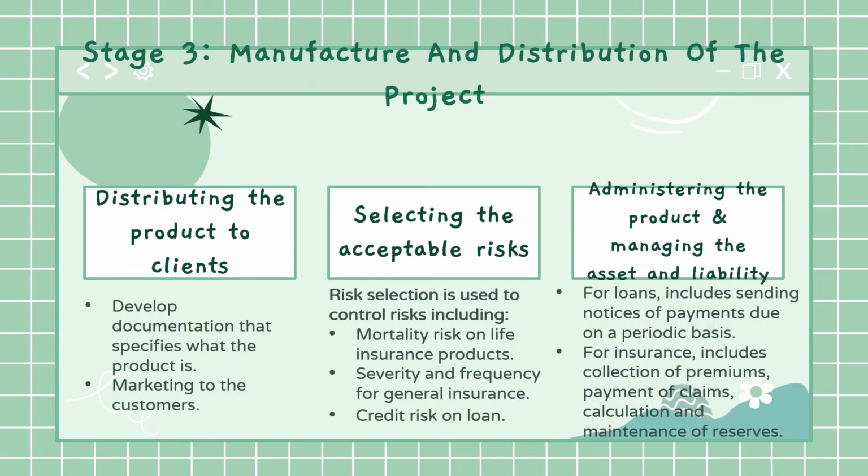Next, stage 3, which is manufacture and distribution of the product. The first one is distributing the product to clients. It is to develop documentation that specifies what the product is, and to market it to the customers. Second is selecting the acceptable risk. Risk selection is used to control risk, including the mortality risk on life insurance products, severity and frequency for general insurance, and credit risk on loans.